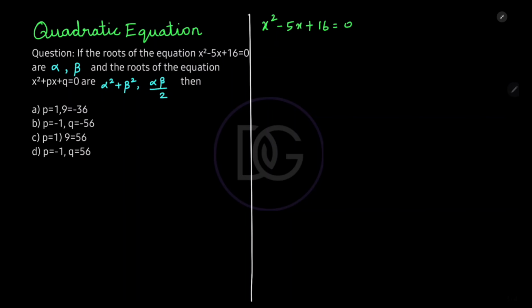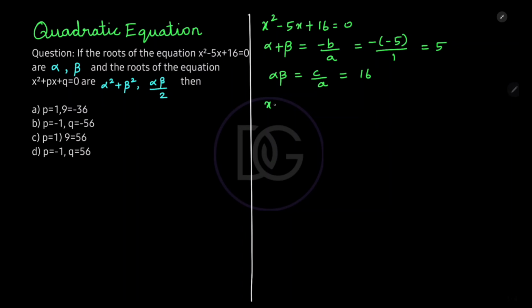So from this equation, we can find the sum of the roots, alpha plus beta equal to minus b by a, that is minus coefficient of x divided by coefficient of x square. Here minus of minus 5 divided by 1. Finally, alpha plus beta is 5. Then the product of the roots, alpha beta, is c by a, the constant term divided by the coefficient of x square, that is 16.